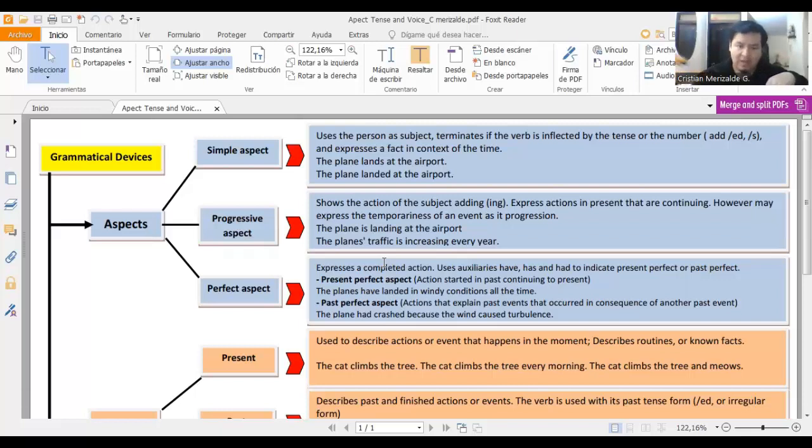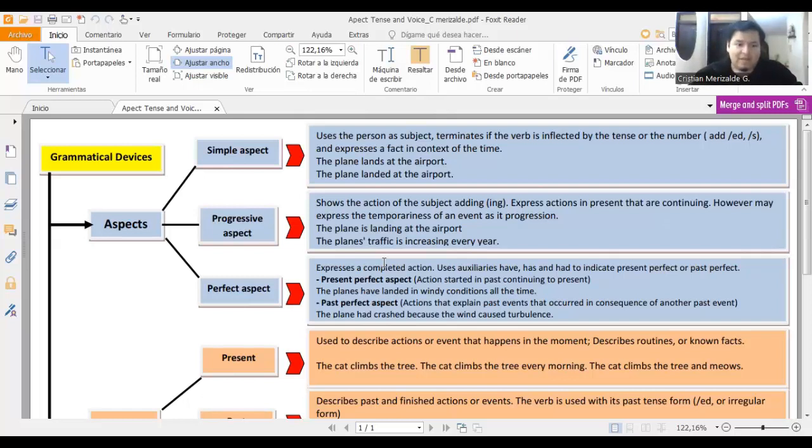For example, the bus arrives at the station in this moment. The bus has arrived at the station 5 minutes ago. It means that it comes from the past. The bus is leaving the station now is something that is happening, going to the future. And also, the bus left the station 1 minute ago. It means something that happened in the past.